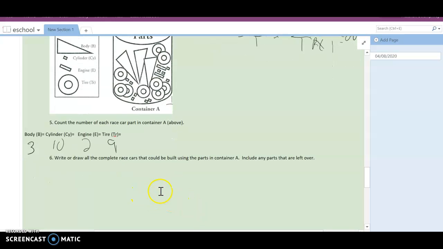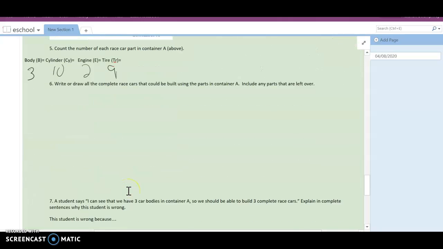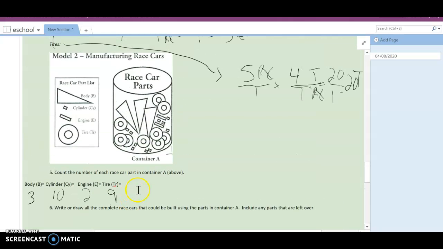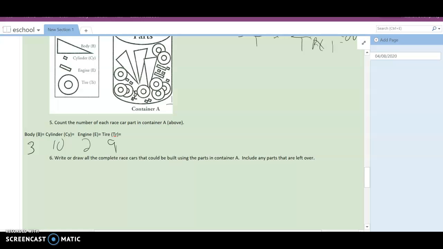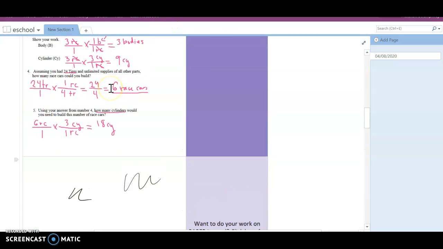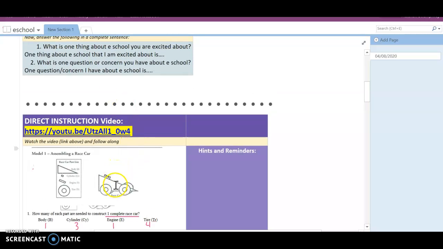Okay. So how many cars could be drawn here? So my thinking is, okay, well, I've got 3 bodies. So I could potentially draw 3 cars. Well, let's start one at a time. So here we go. How does the car even look? Is there a picture of the final car? Okay, so that's what a race car looks like.